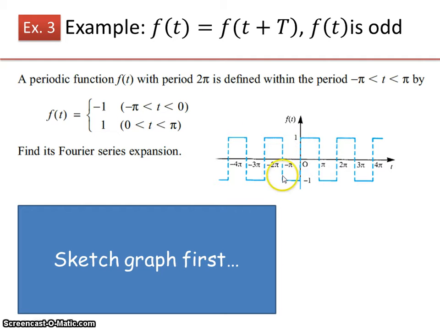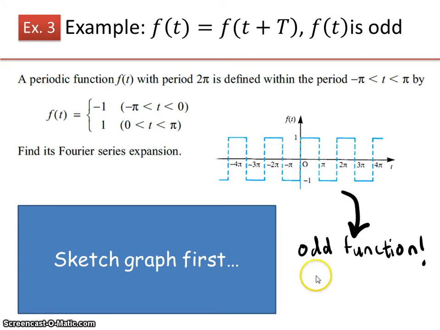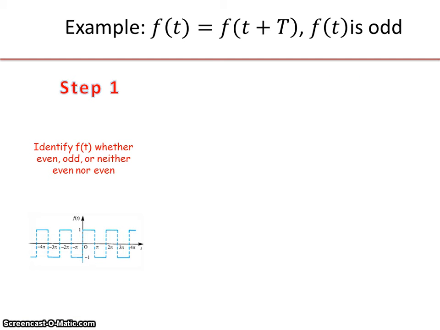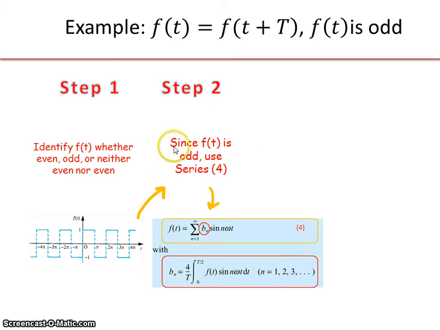And since this function is periodic, we can repeat this basic cycle across the rest of the graph. Based on this graph, as we learned before, we know that this function is odd. Now, after we have identified whether f(t) is even, odd, or neither even nor odd, we can use the appropriate formula. In this case, f(t) is odd, so we can use the series as in equation 4.